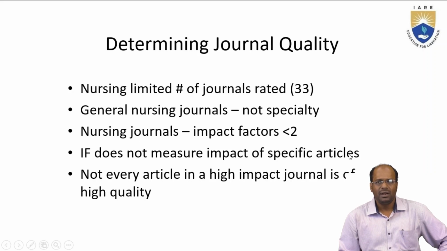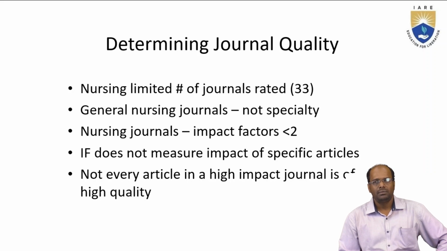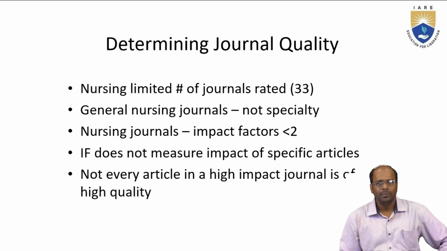Impact factor does not measure the impact of specific articles. Not every article in a high impact journal is of high quality. Only a few articles might be of high quality. It doesn't mean that whoever publishes in that particular journal, all the articles are high quality. You can consider that journal impact factor influences it at about a 70 to 30 ratio. So more quality articles will be in that journal, some 70, and 30 for medium quality articles, which will also be available in high impact journals.